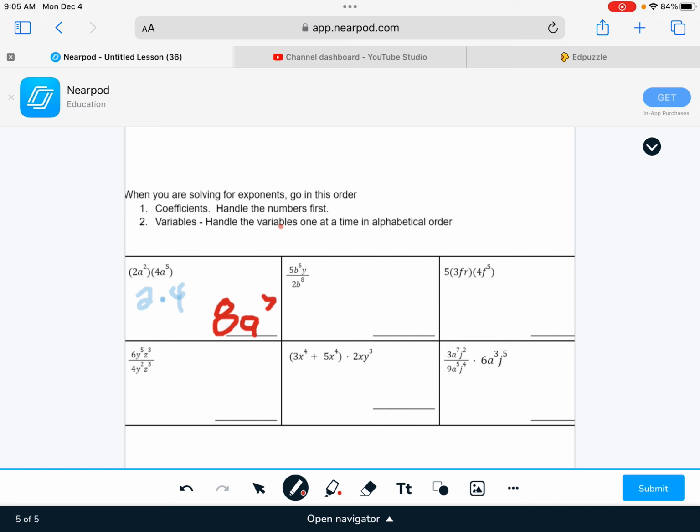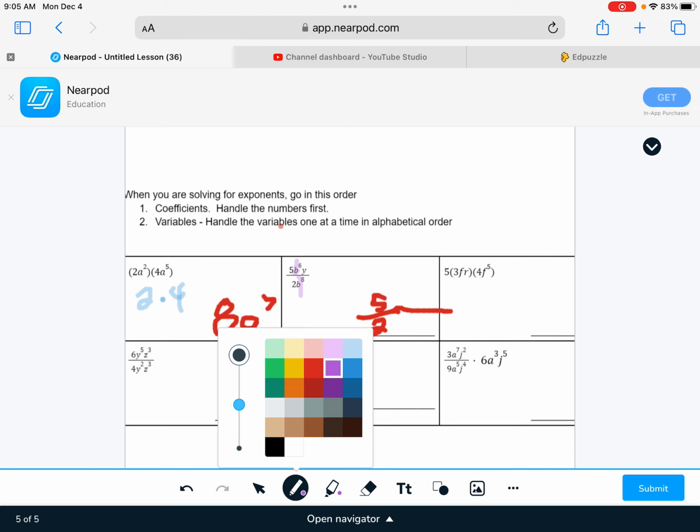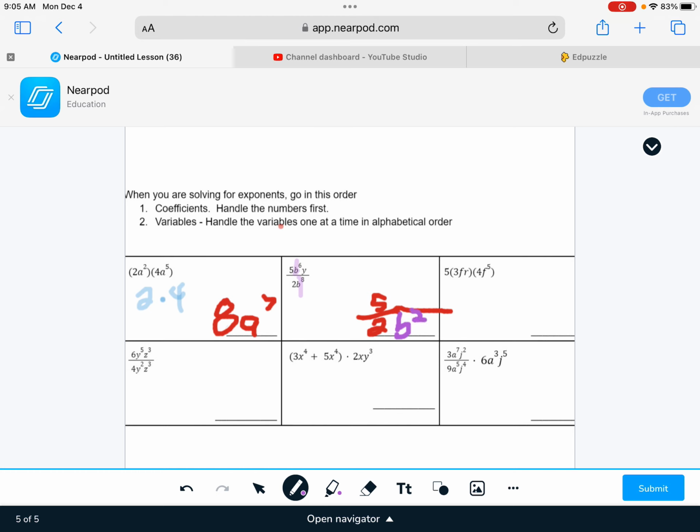5 over 2, 5 divided by 2 cannot be simplified, so it's going to stay as 5 over 2. We're going to handle this just by looking at the coefficients at the front first before we look at the variables, and we'll go at the variables one at a time. We can start canceling out our b's. You'll notice that on top there are 6 b's, and on the bottom there are 8 b's. If you cancel 6 b's out of the top and the bottom, that'll leave you with 2 b's on the bottom. So we're going to go b squared on the bottom. And you'll notice that there is a y over here. That tells me that there is just a y here as well. 5y over 2b squared is what this is simplified.